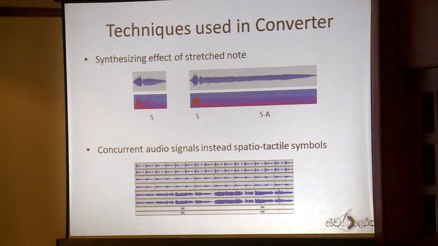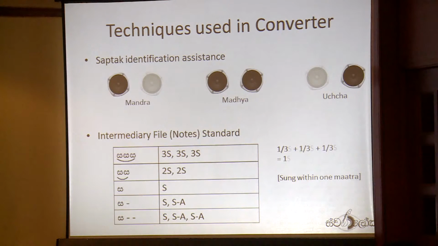So we are using a fixed length two audios and merging them to make the effect. And we use these concurrent audio signals instead of spatio-tactile symbols which consist within music braille. And if the subtext assisting layer is enabled, mother note will be only heard from one speaker, madhya from both speakers, ucha from the other.